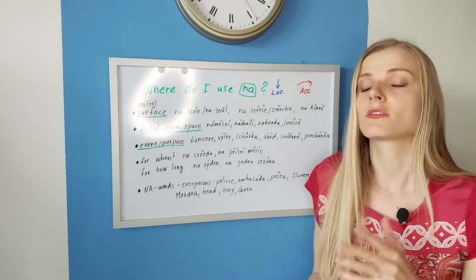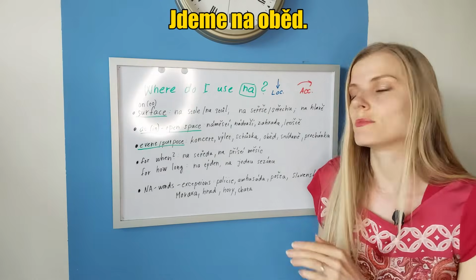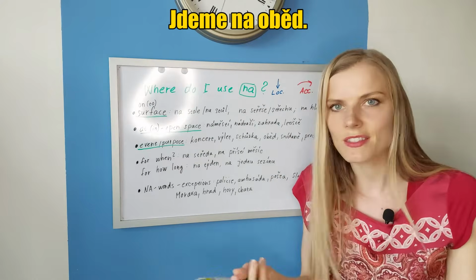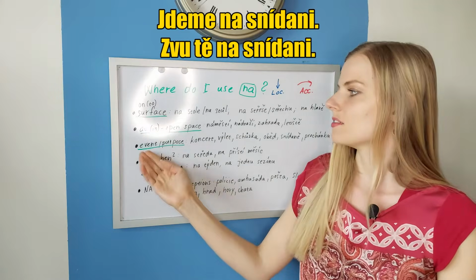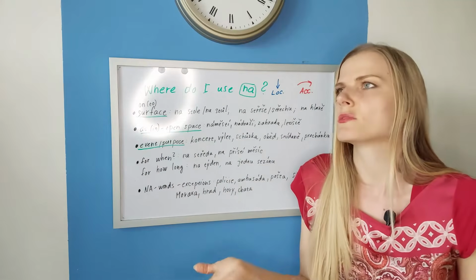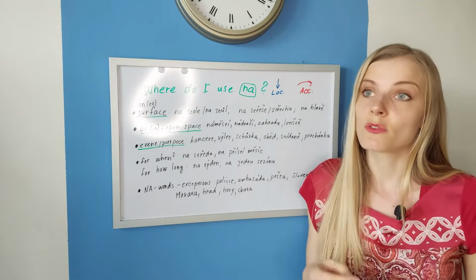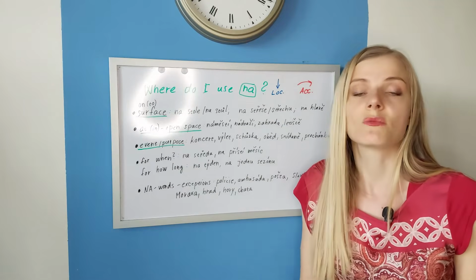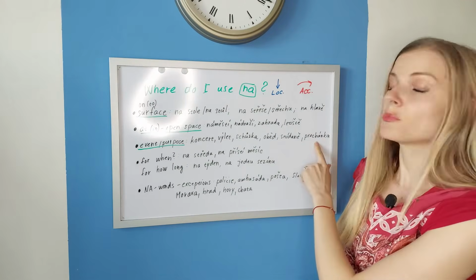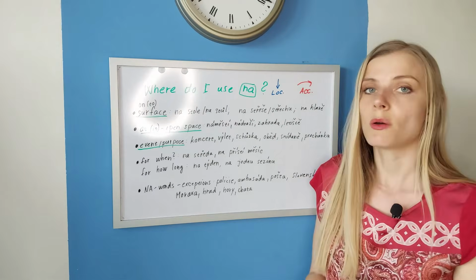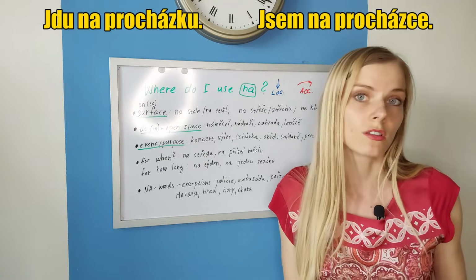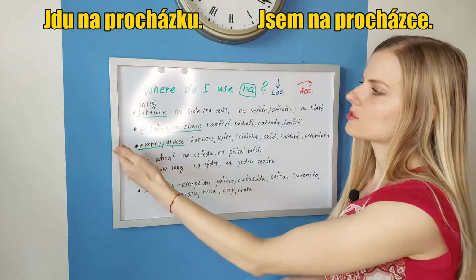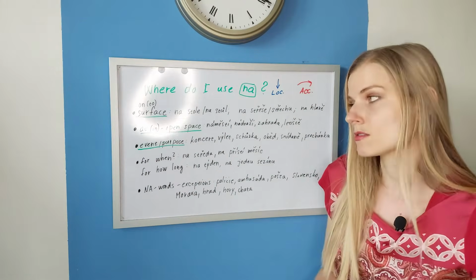Jdeme na oběd, we're going for lunch. Jdeme na snídani nebo zvu tě na snídani, I'm inviting you for breakfast. Again, that would be an event. Or it could be also viewed as the purpose. My purpose of me inviting you is so that we have breakfast together. Or the word procházka, a walk. Jdu na procházku, I'm going for a walk. Jsem na procházce, I am walking. That's an event. These categories talked about a place.